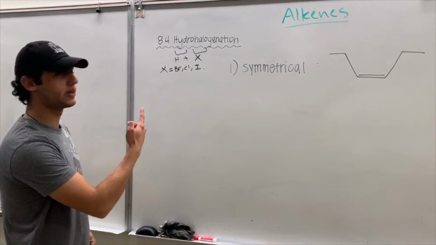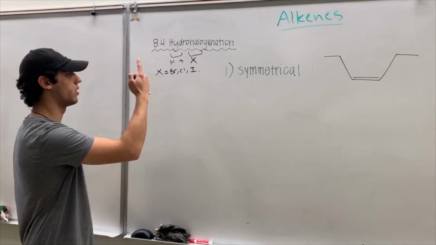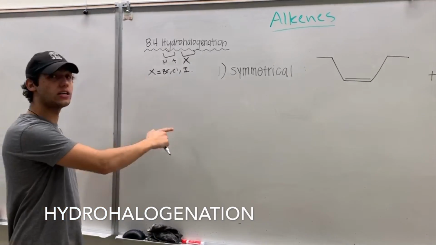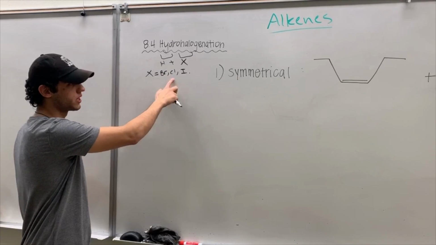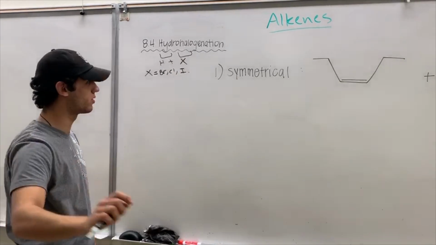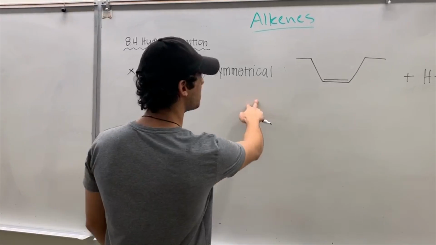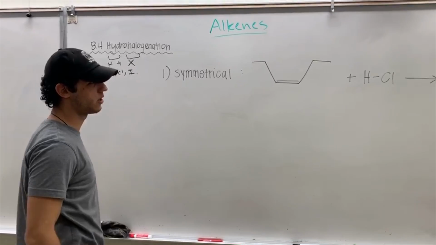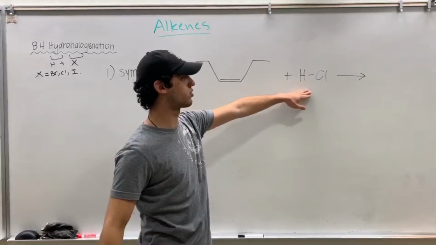Section 8.4, we're doing hydrohalogenation, where we're adding hydrogen and a halogen to an alkene. The halogens in this case would be bromine, chlorine, iodine. We're just going to ignore fluorine for a second. We have two types of alkene. This is the first type, symmetrical alkene. So we have an alkene, and we're adding it to hydrochloric acid.